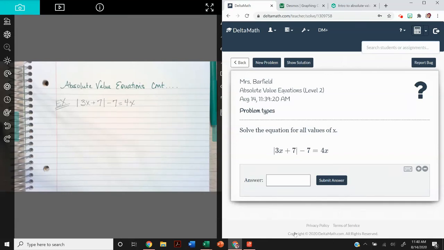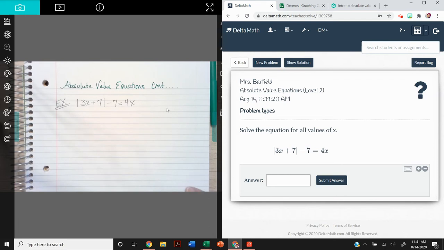We are looking at absolute value equations. And if you notice here, like in Delta Math, the previous video, the problems were level 1. These problems are considered level 2, okay? So we're just going to jump right in. The approach really hasn't changed, but we have to now solve these equations with our absolute value by itself.